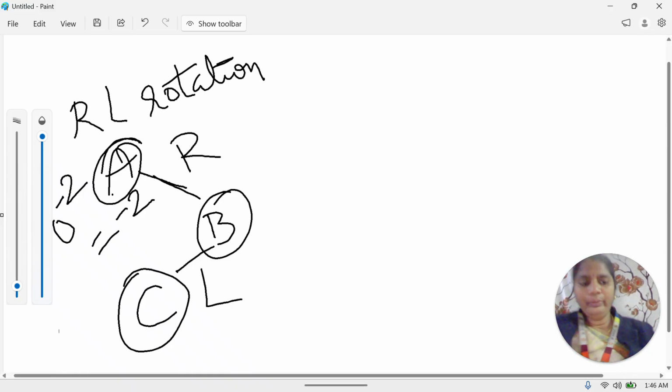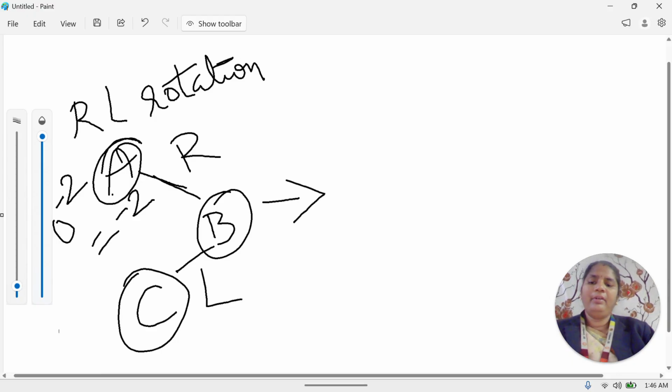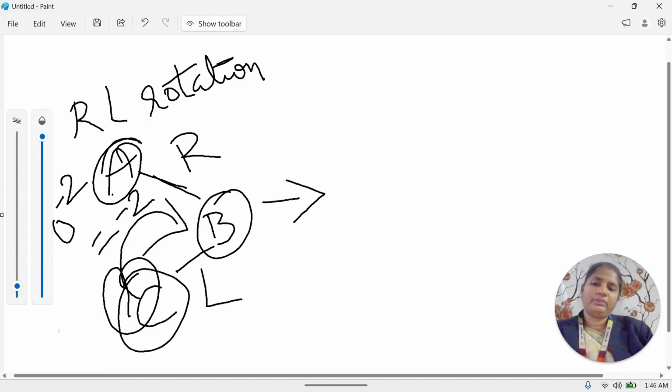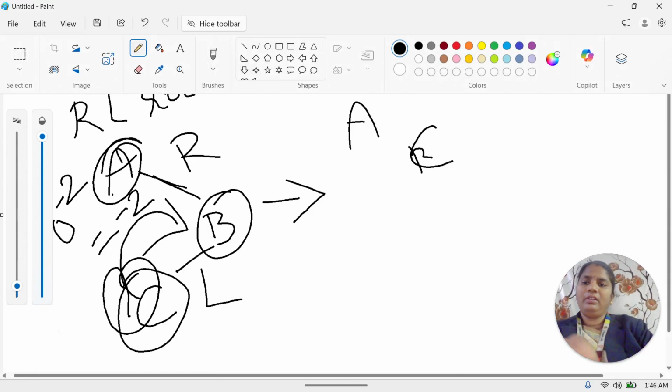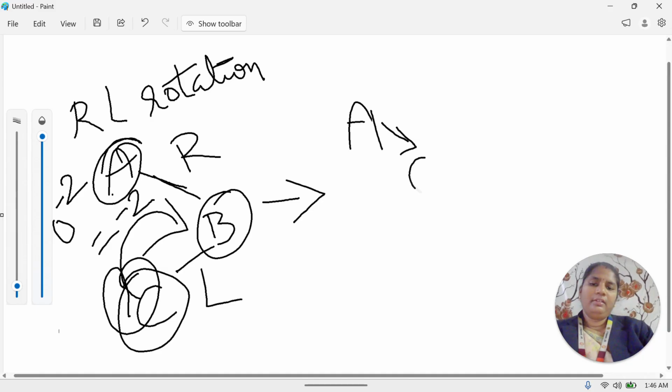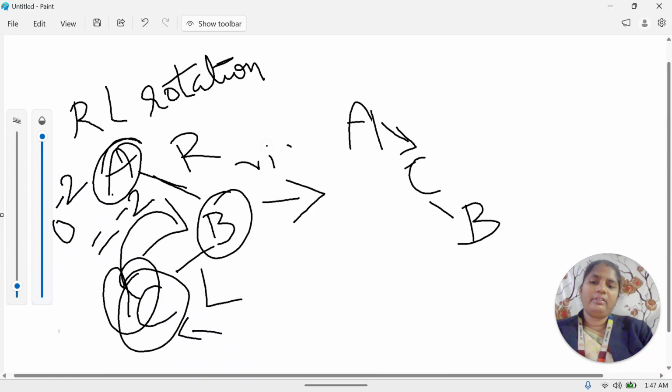So now we are going to perform rotation. First we are going to perform right rotation at the C. In the right direction we are going to move. So A, C, A, C and B. Why we are saying this is we are going to perform right rotation in C. In the right direction C is going to move. So here, right rotation.